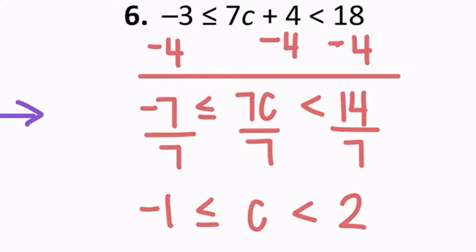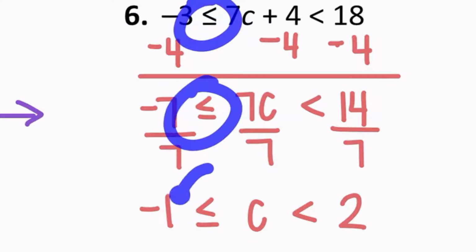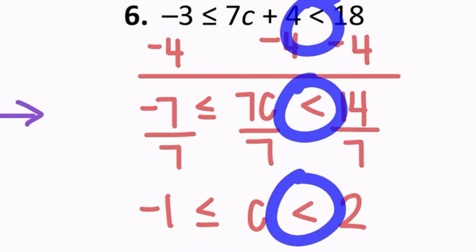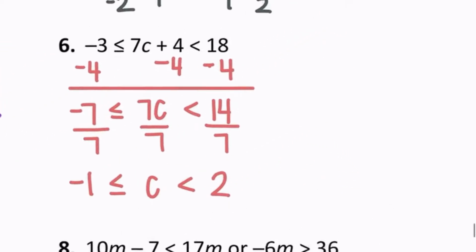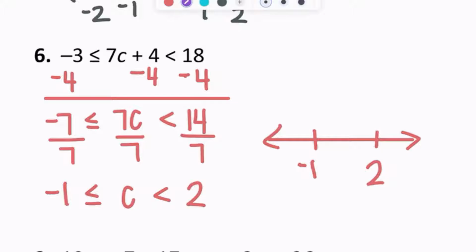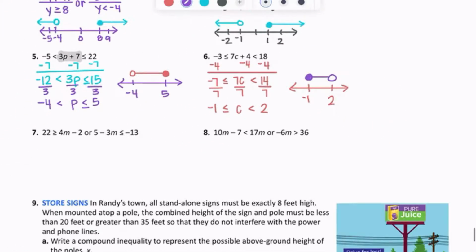And again, double checking my inequalities. These are all less than or equal to's. I didn't flip anything on the right. Those are all less thans. I didn't flip anything. So that tells me that my solution is between negative 1 and positive 2. It could be equal to negative 1, therefore it has a solid dot. It cannot be equal to 2 and has an open dot, okay? Hopefully that makes sense to everybody.